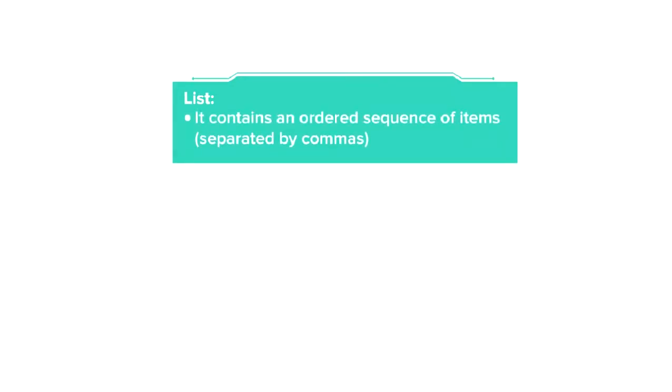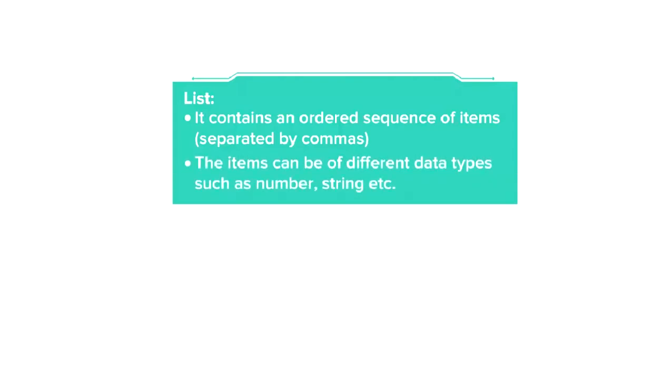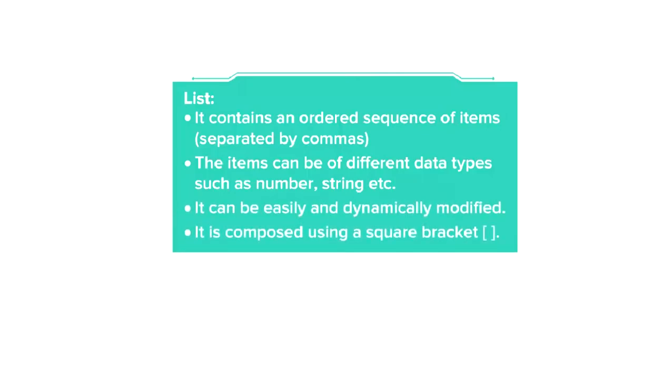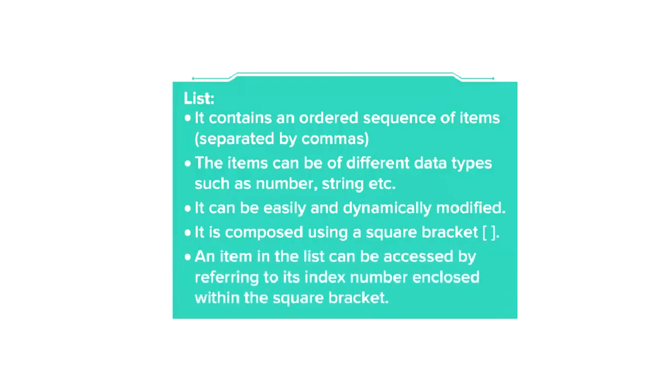Now let's move on to list. It contains an ordered sequence of items separated by commas, and the items can be of different data types such as number, string, etc. It can be easily and dynamically modified. A list is composed using a square bracket. We can access a list item by referring to its index number enclosed within the square bracket.